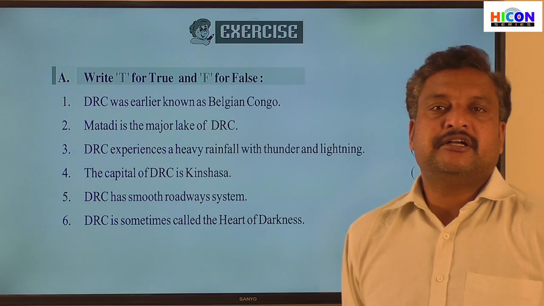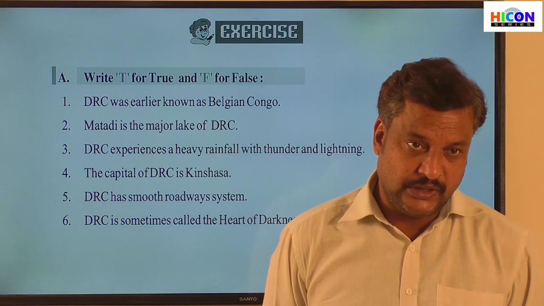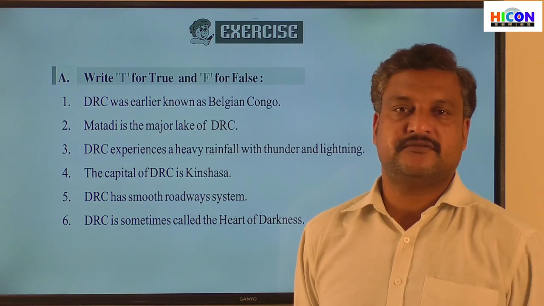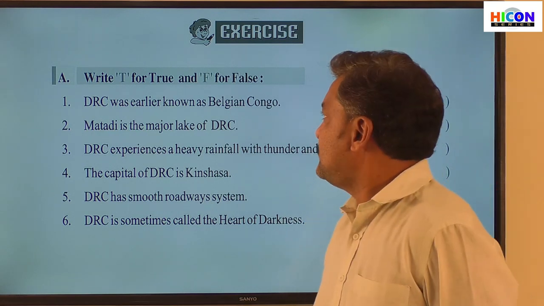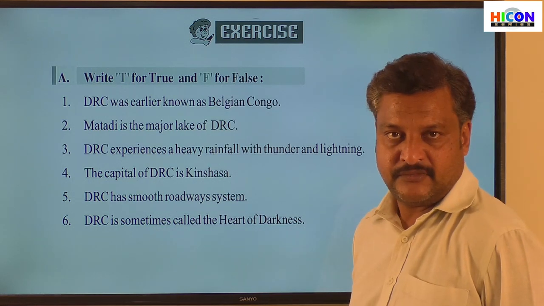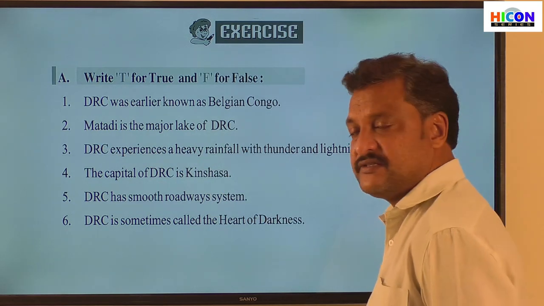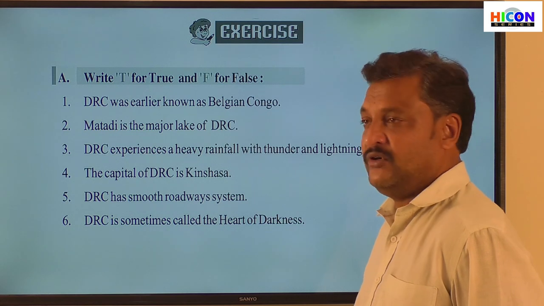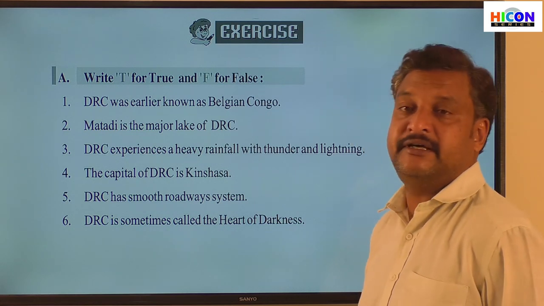So children, we have already completed the lesson part of the Democratic Republic of Congo, and it is time for us now to deal with the activities and the exercise of this particular lesson, right? Now, the exercise part of this lesson actually starts with the true or false question. Here there are six sentences given, 1, 2, 3, 4, 5, 6. And we need to read these sentences and match them with what we have learned in the lesson.